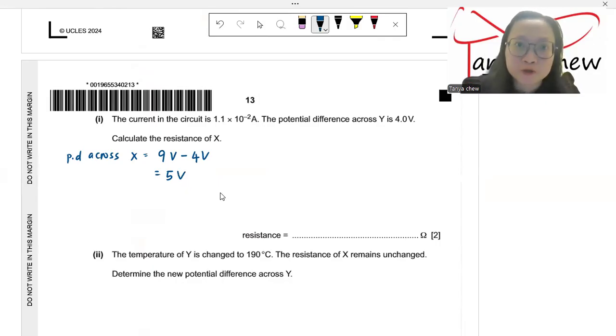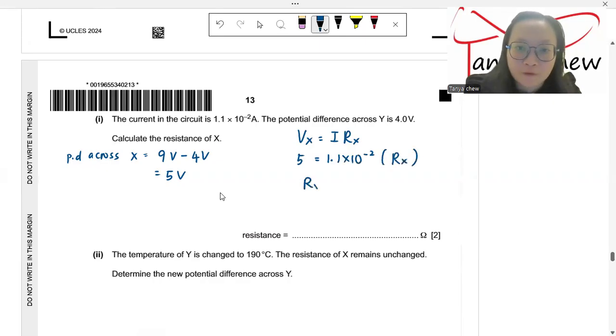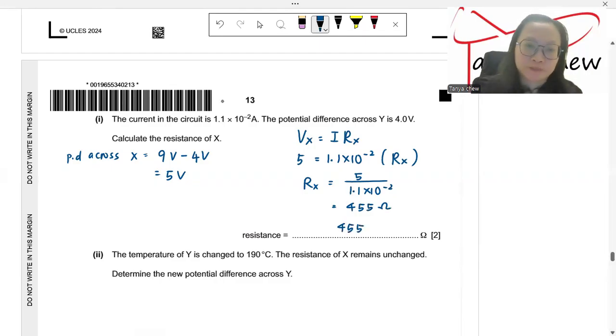How do I use it? I use Ohm's law. Vx is equal to I Rx, because X and Y are connected in series, so they share the same current. Vx is equal to 5. I is 1.1 times 10 to the power negative 2. Rx is the one that I have to find. Therefore, Rx is equal to 5 divided by 1.1 times 10 to the power negative 2. The answer is 455 ohm. 455 ohm is my answer.